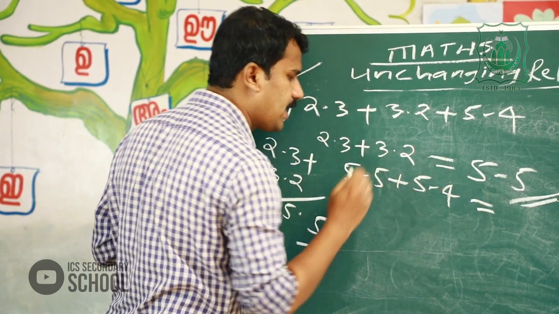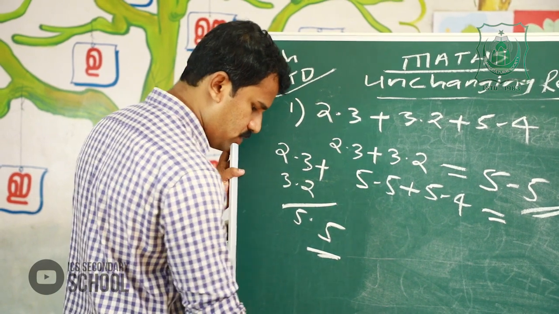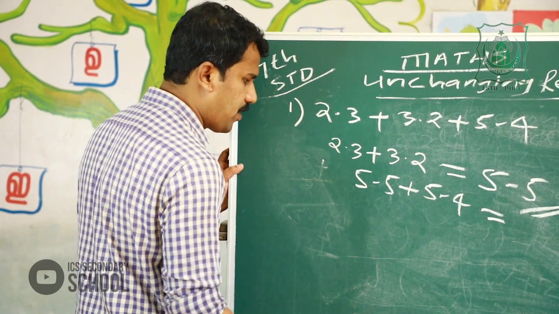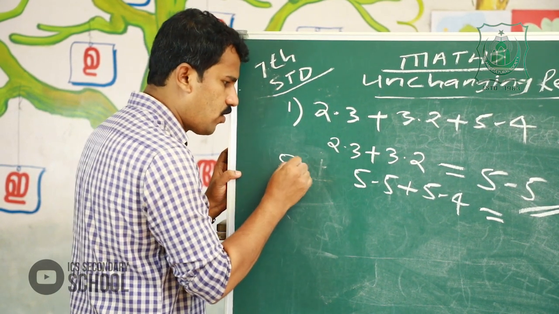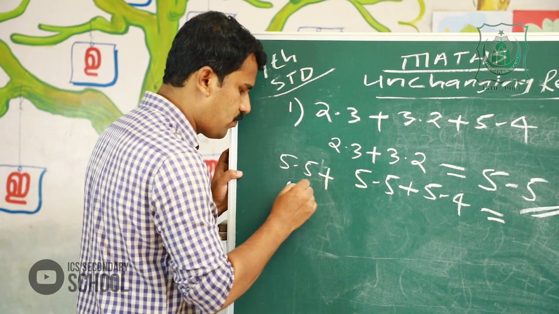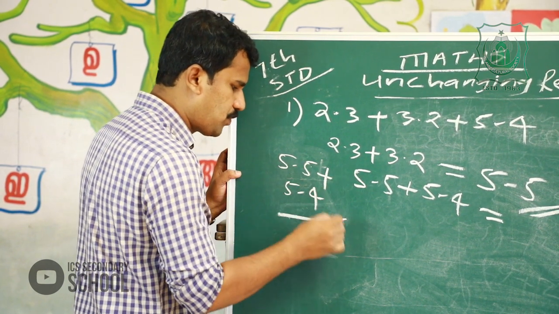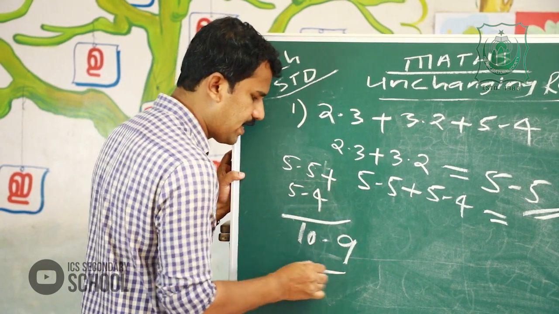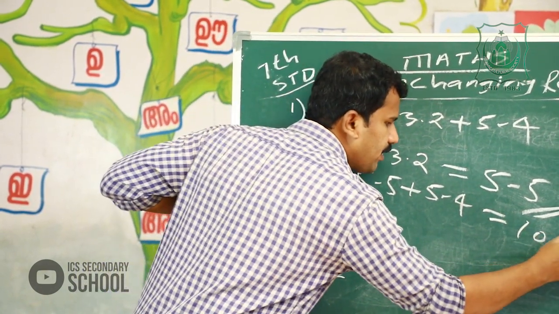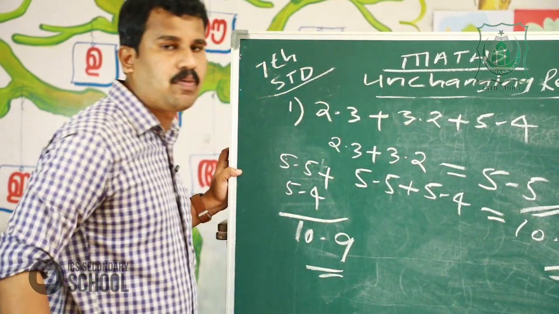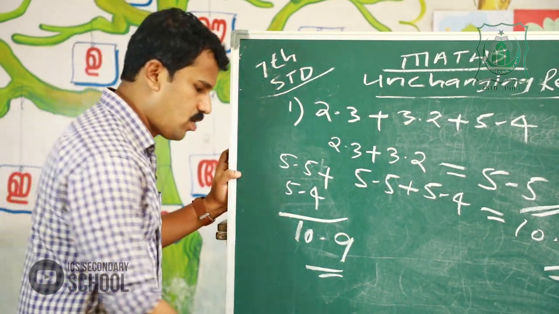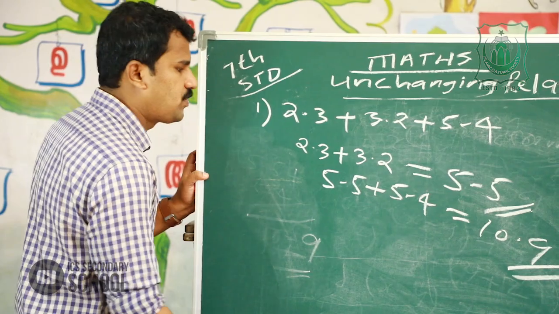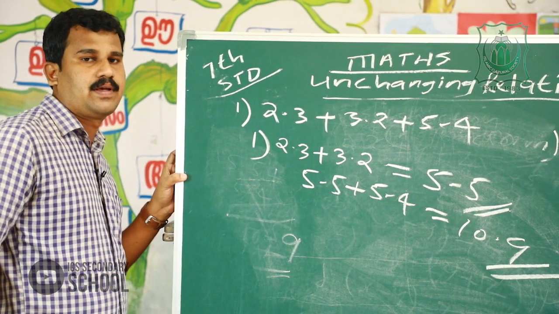We got the answer: 5.5 plus 5.4. 5 plus 4 is 9, 5 plus 5 is 10. So the answer is 10.9. So the first method you can do like this.